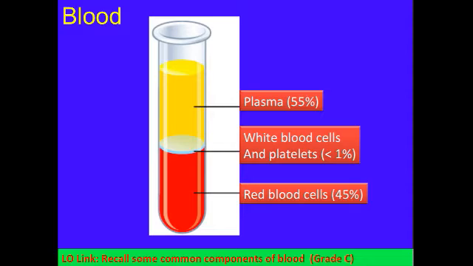So starting off really simple for grade C, the blood has four major components. The first one is plasma. That's just over half the blood, 55%. That's the yellow area you can see. We've then got the white blood cells and the platelets. The white blood cells you will have heard of before. I'm going to talk more in detail about those later. They make up less than 1% of the total blood, and then the red blood cells make up quite a significant chunk of 45%.